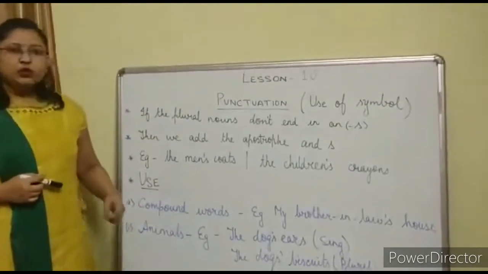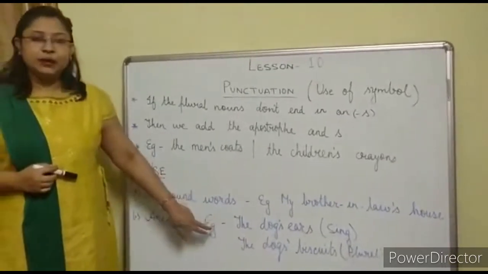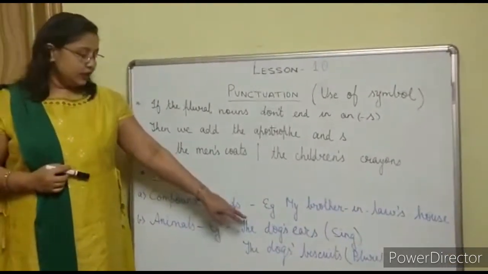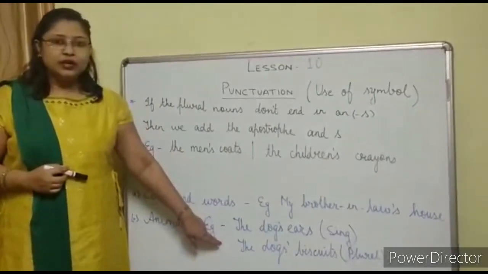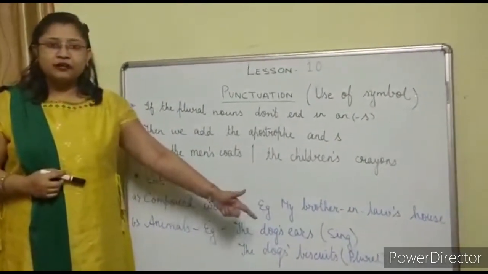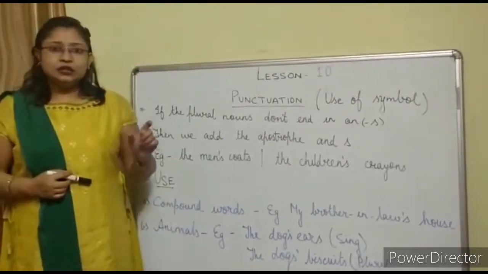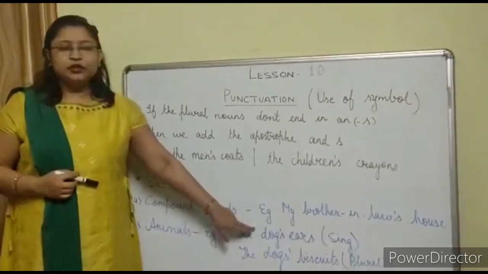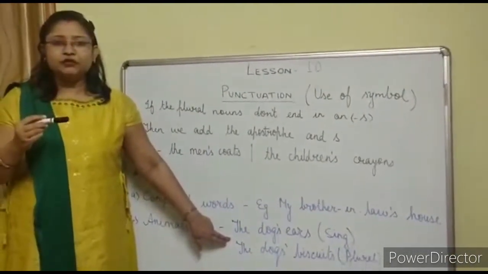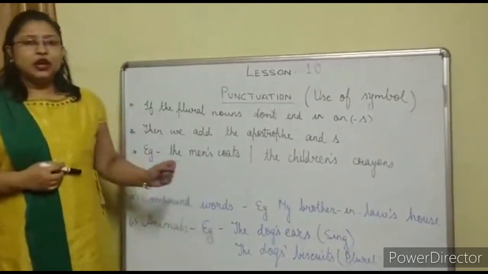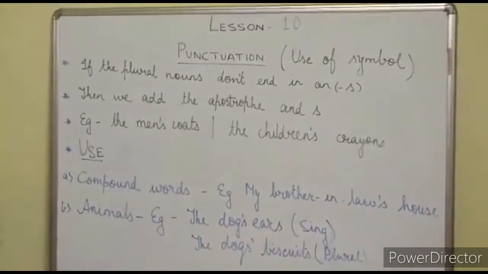In the second, with the names of animals, students. Now see the example. I have given two examples. The first one is singular, so dog's, it is before S. And the second one, it is plural, so the apostrophe is after S. So with the animals, singular, we show by putting the apostrophe before S, and plural we show by putting the apostrophe after S.